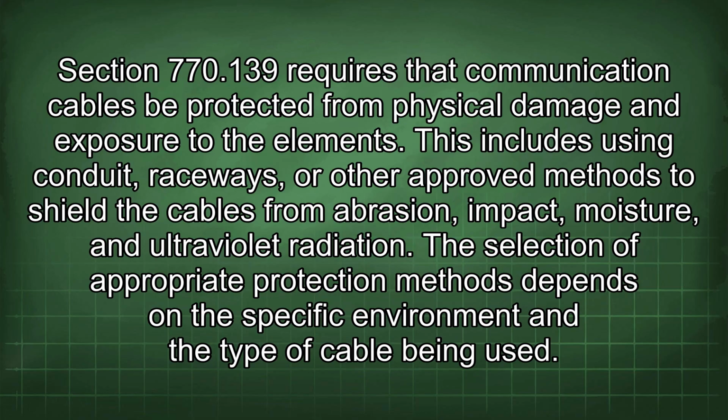Section 770.139 requires that communication cables be protected from physical damage and exposure to the elements. This includes using conduit, raceways, or other approved methods to shield the cables from abrasion, impact, moisture, and ultraviolet radiation. The selection of appropriate protection methods depends on the specific environment and the type of cable being used.